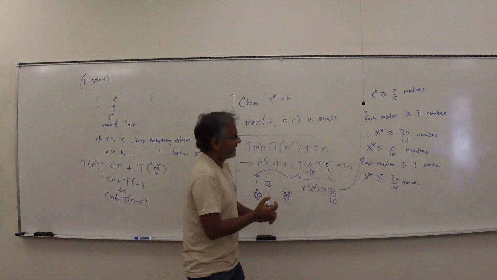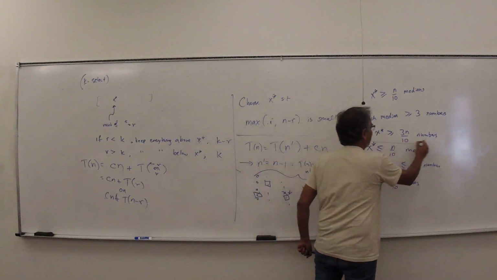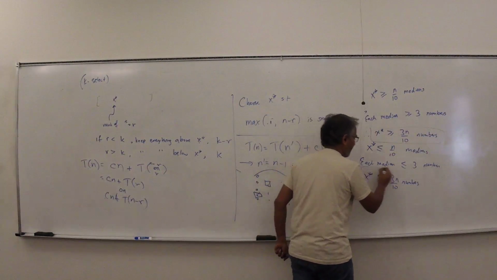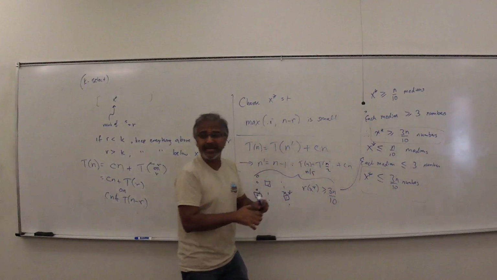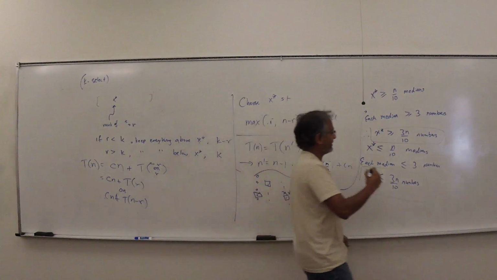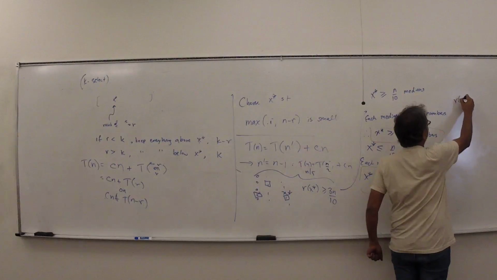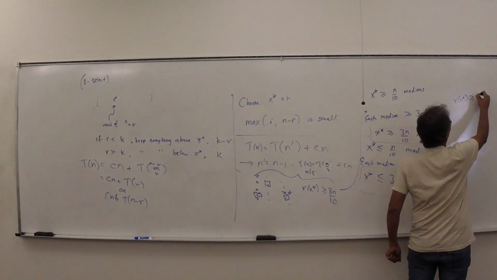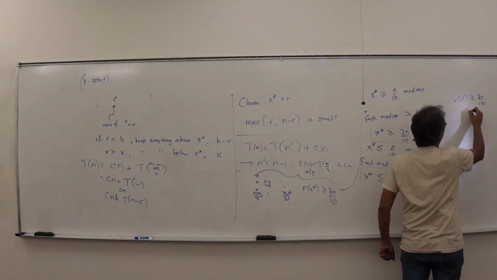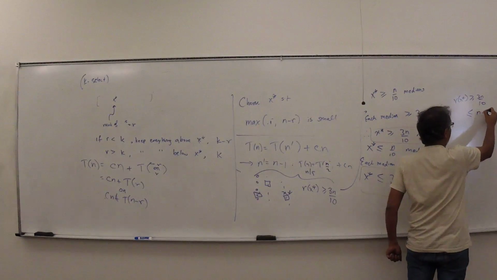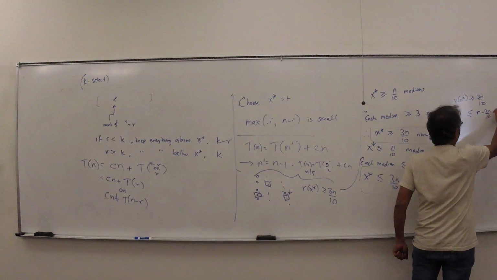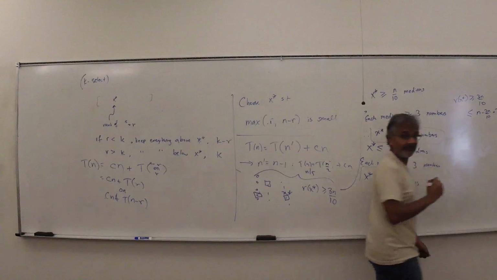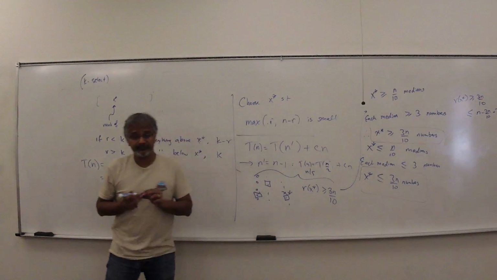Right? So now I have this fact, and I have this fact, which means I can now conclude that the rank of x star is greater than or equal to 3n over 10. The rank of x star is less than or equal to n minus 3n over 10, which is equal to 7n over 10.